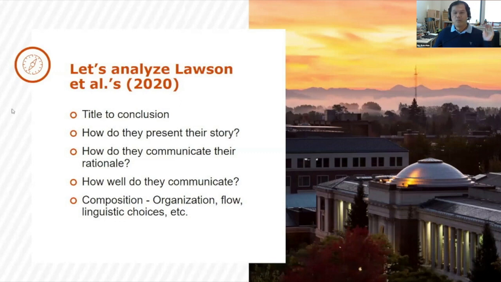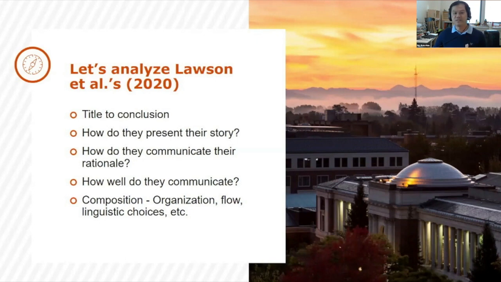When I go over that, I will turn off this PowerPoint and pull up Lawson et al.'s article. It's 2020, so it's kind of current. I was trying to look for an article that I thought might be good for us to look at. We'll go through from the title to the conclusion, hopefully. We will not go line by line, and some of the things we will skip.